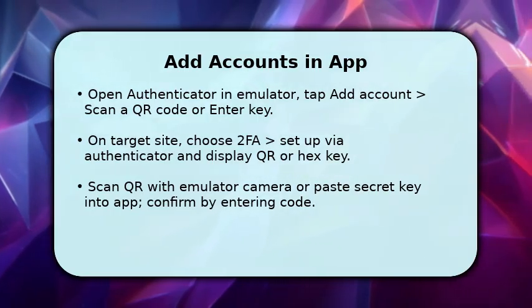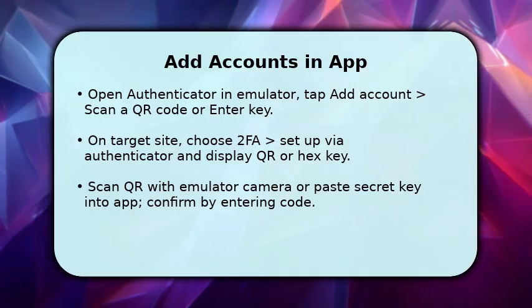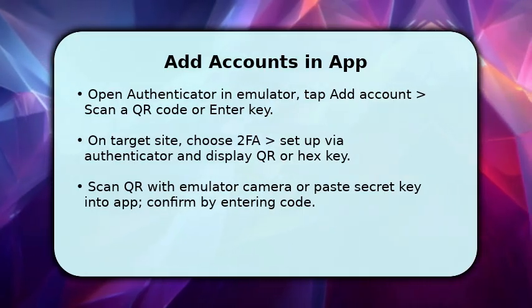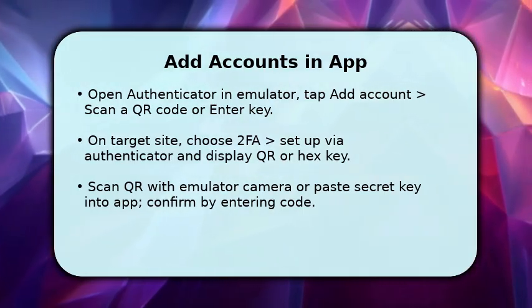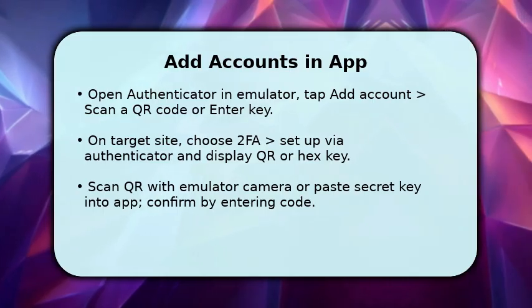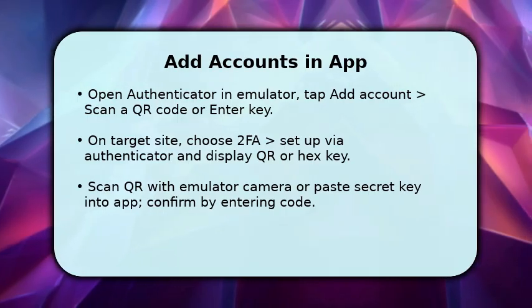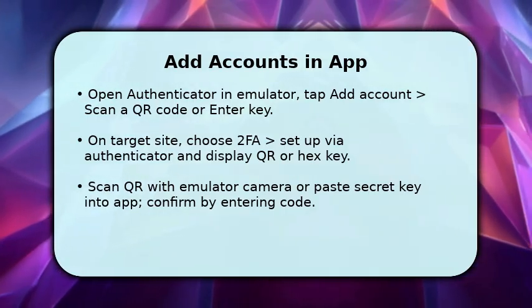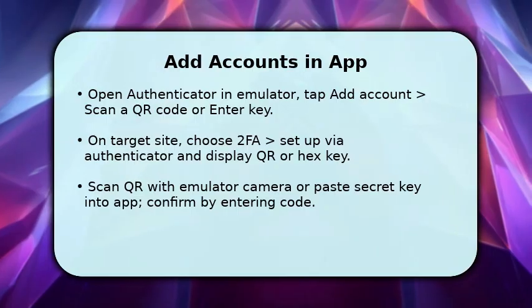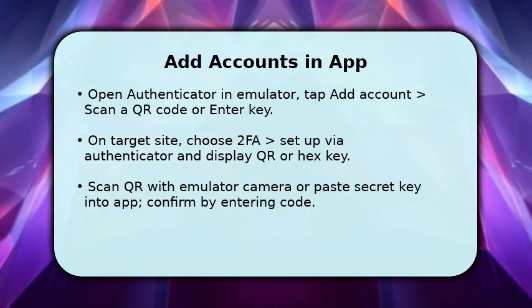A QR code or secret key appears. In the emulator, use the app scan function or manually enter the secret key. Some emulators let you import an image of the QR code. After adding, type the 6-digit code back into the website to verify. This links the PC app to your account and starts time-based codes.